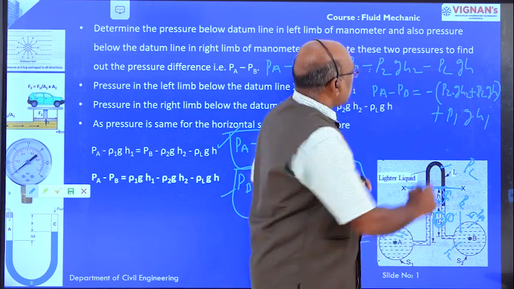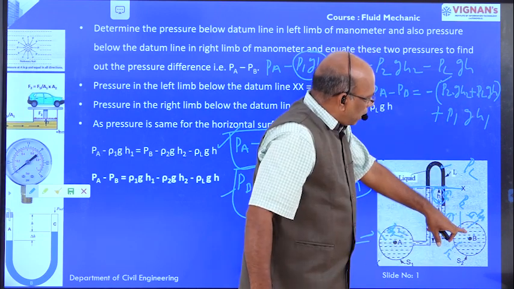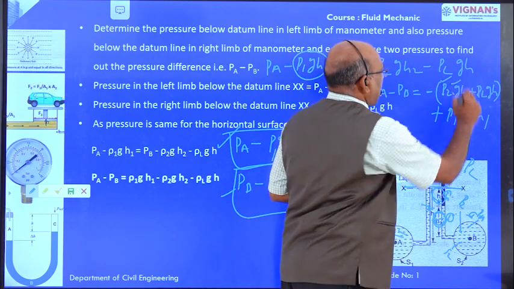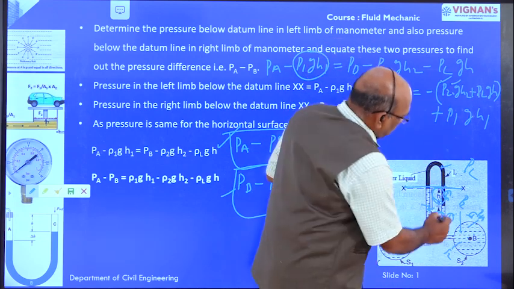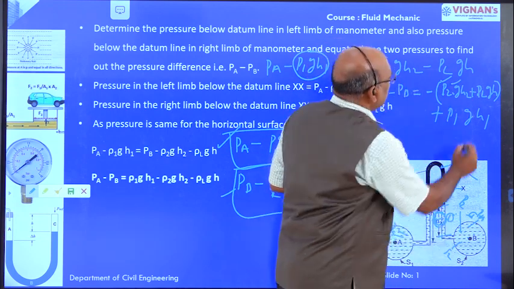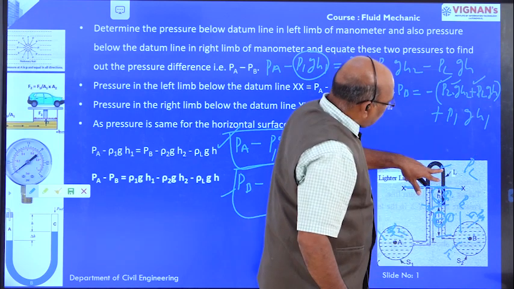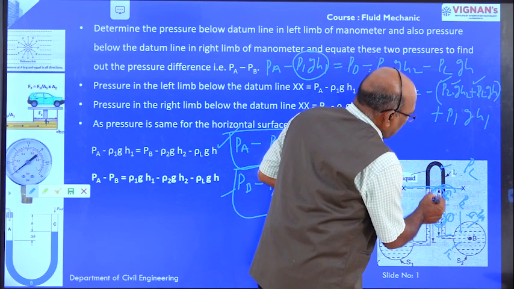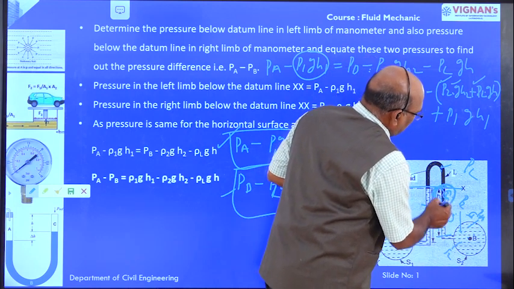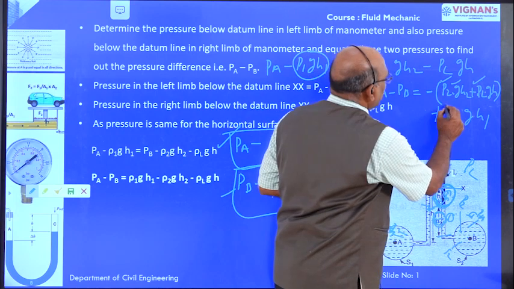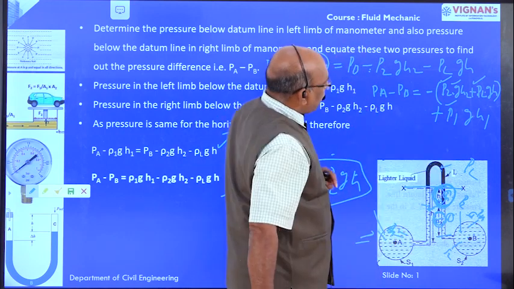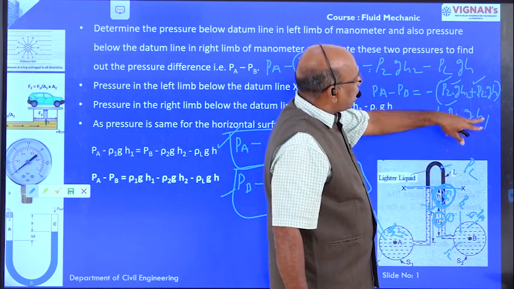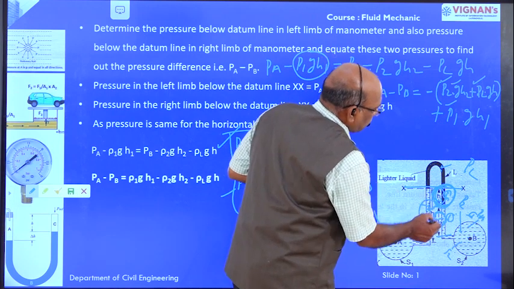L G H1. Rho 2 is the density of the flowing liquid in pipe B. G is acceleration due to gravity. H2 is the liquid level in the right limb. Rho L is the density of the light liquid. G is acceleration due to gravity. H is the light liquid level in the right limb. Right, rho 1 is the density of the flowing liquid in pipe A. G is acceleration due to gravity. H1 is the liquid level in the left limb.